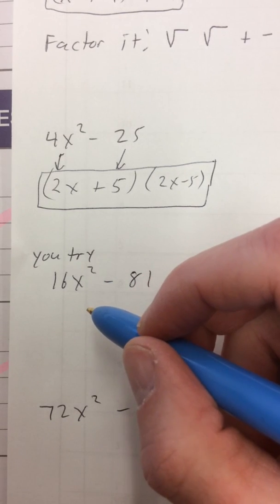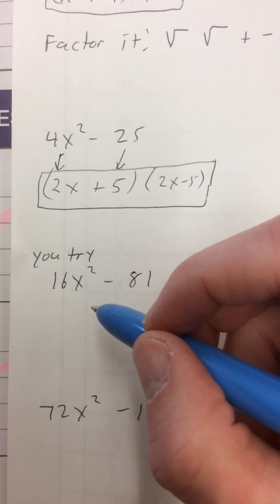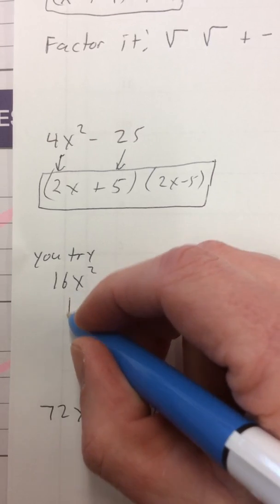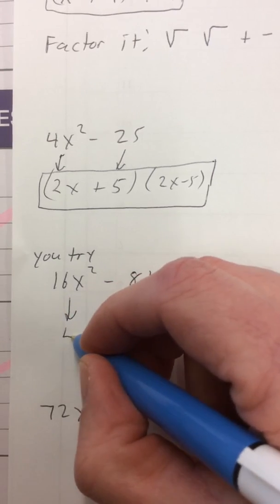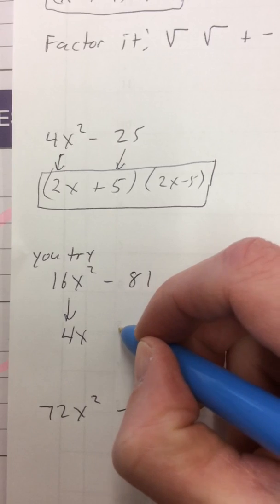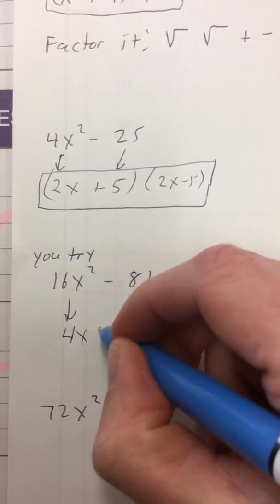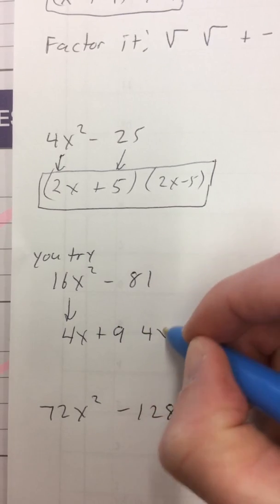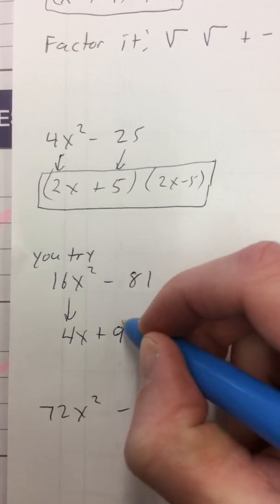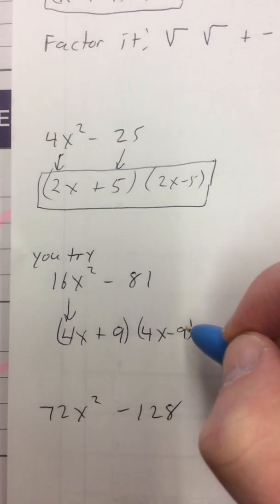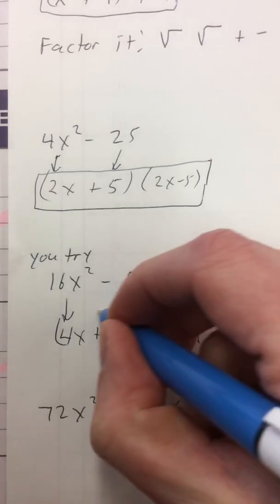So hopefully you've paused it and you actually did the problem on your own. And so when we work through this, we take the square root of this, which is 4x. We take the square root of 81, which is 9, and we put a plus, and we put a minus, and we are done. That's all we have to do. That's it. Hopefully you got it right.